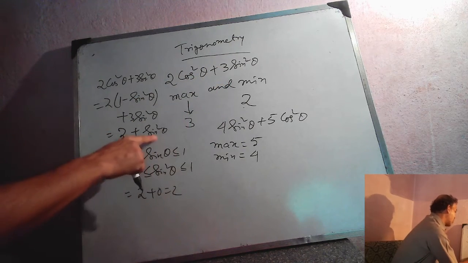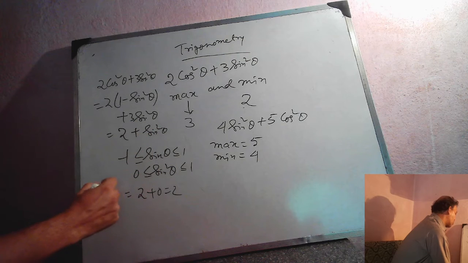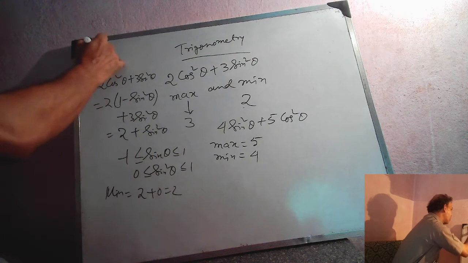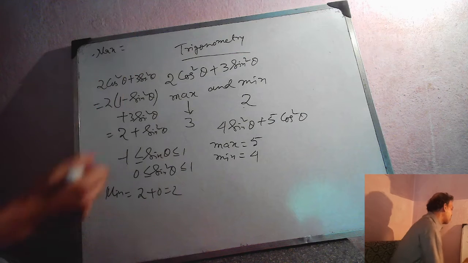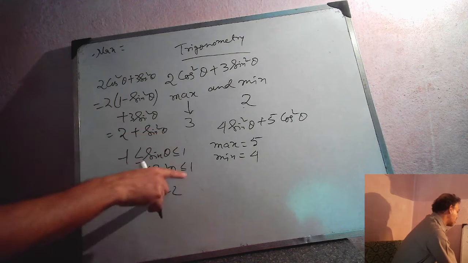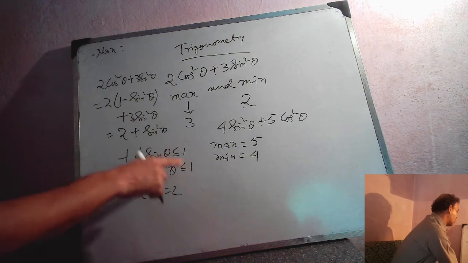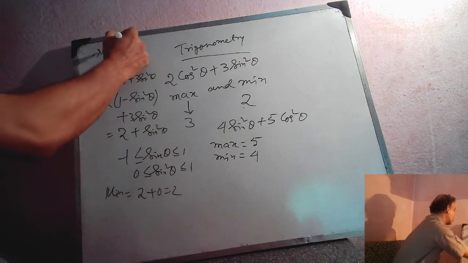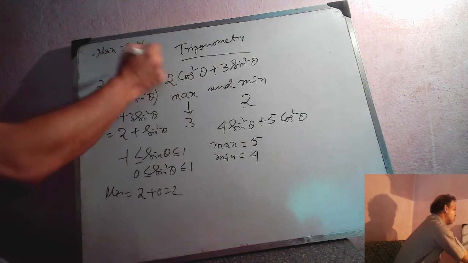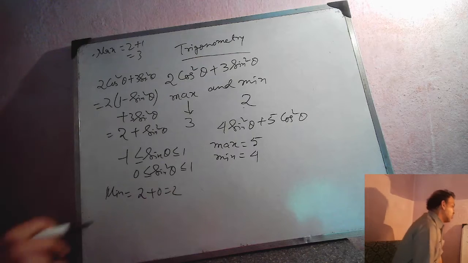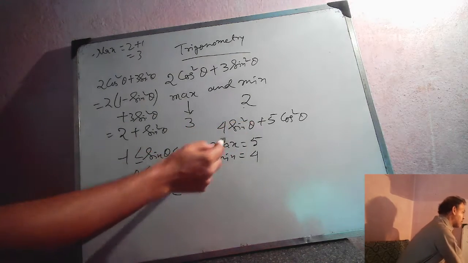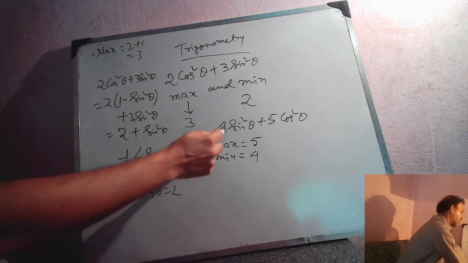Again, the maximum value of sin square theta is 1. It will take its maximum value when sin square theta is maximum. The maximum value of sin square theta is 1, so 2 plus 1 is 3. So the maximum value equals 3. So we can easily say its maximum and minimum value by observing the sum.